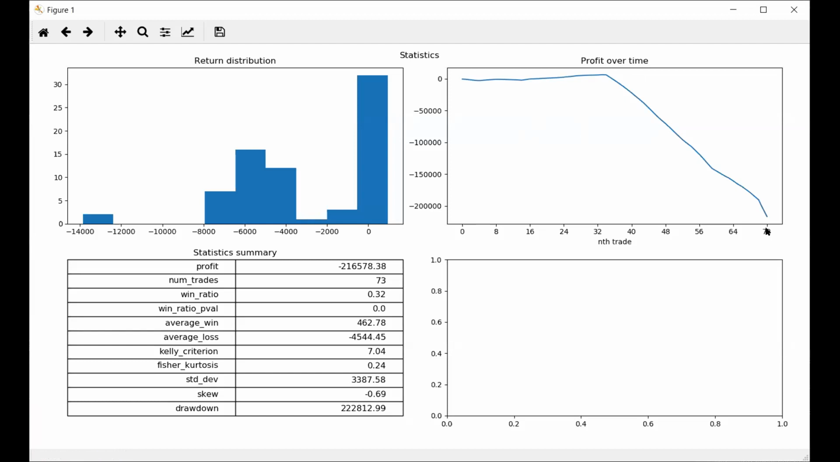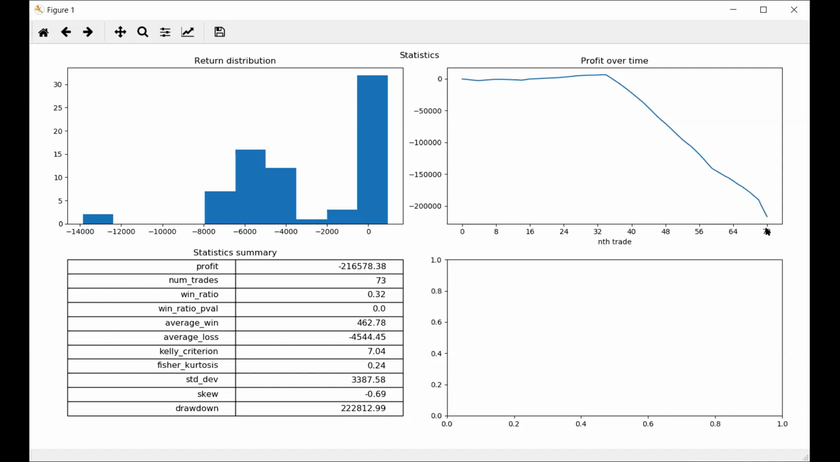Oh, the Kelly criterion says we should invest 700%. What the hell? Or is that 7%? I don't know. I think it's because the Kelly criterion only works when your trade is winning. I don't think it counts for the fact when your trade is losing. Wow, so it really made no trades which were profiting. Yeah, the return distribution has nothing on the right.